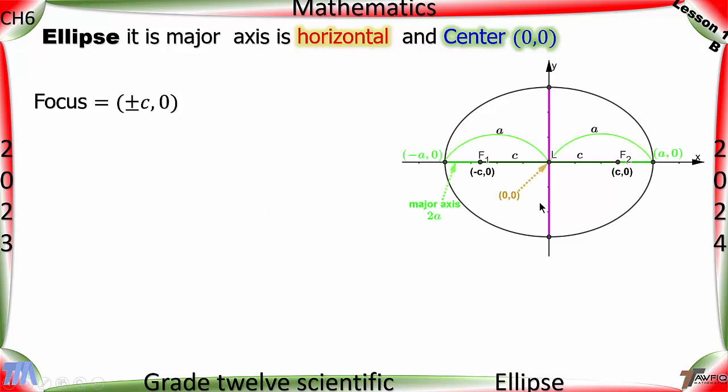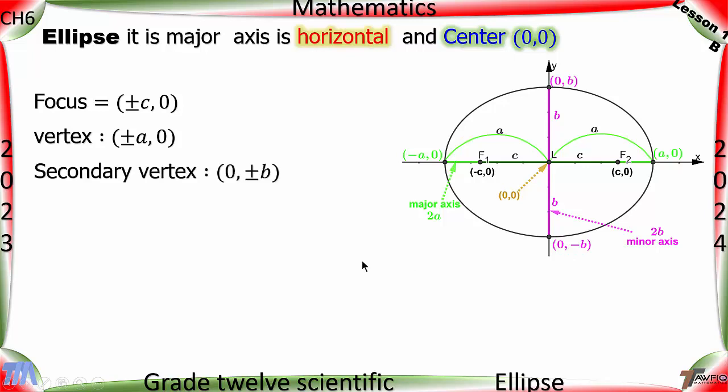And if the distance between the center and the vertex is a, then we have two vertices (a, 0) and (-a, 0). So our vertices are (±a, 0). And if the distance between the center and the secondary vertex is b, so we have two secondary vertices (0, b) and (0, -b). So the secondary vertices are (0, ±b).